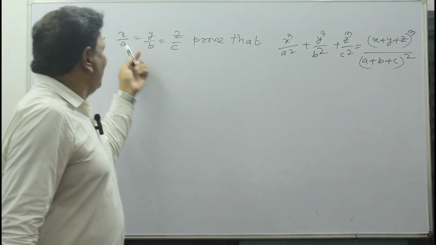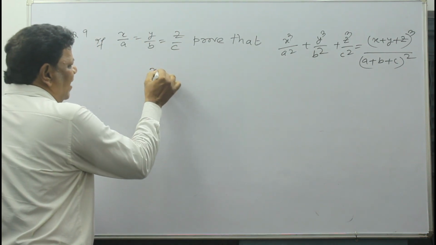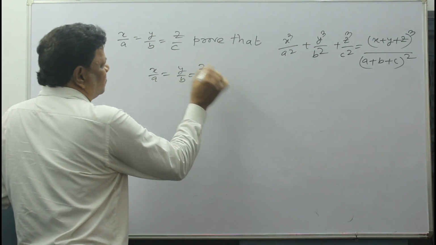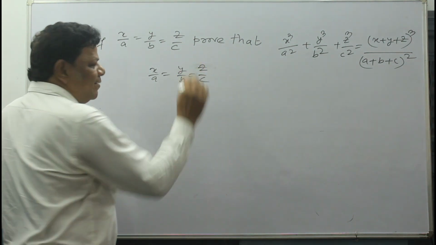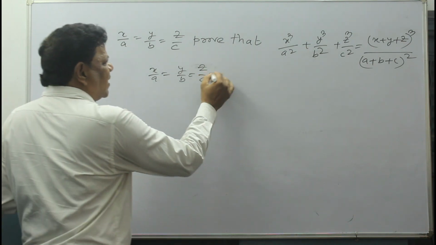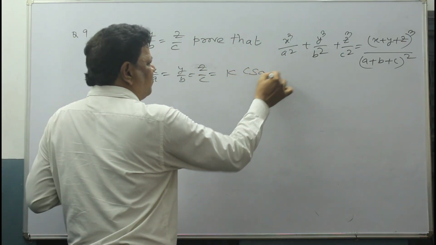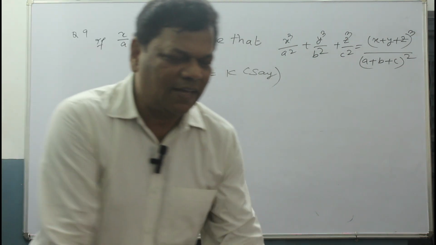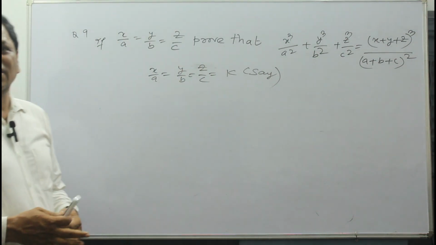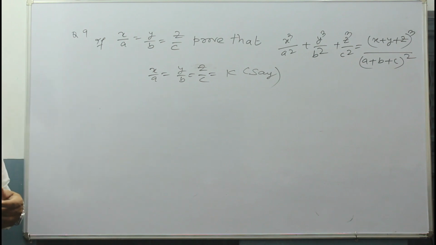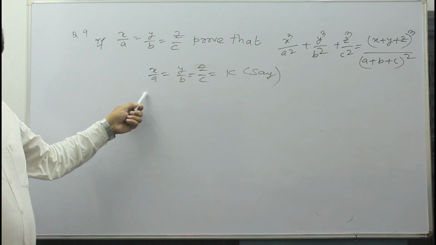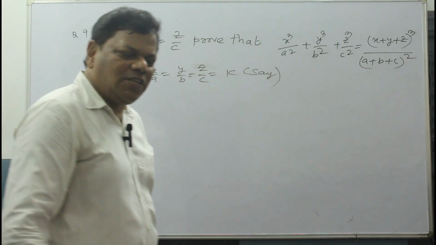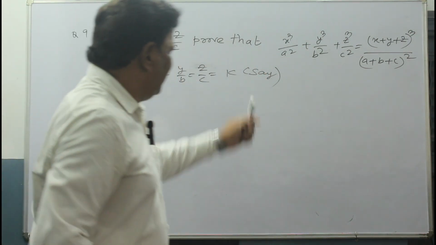Okay, children. Now this is given. I have to write here x by a, y by b, z by c is given, equal to, say, k. That is k I have taken. So x by a, y by b, z by c equals k. Okay, children.